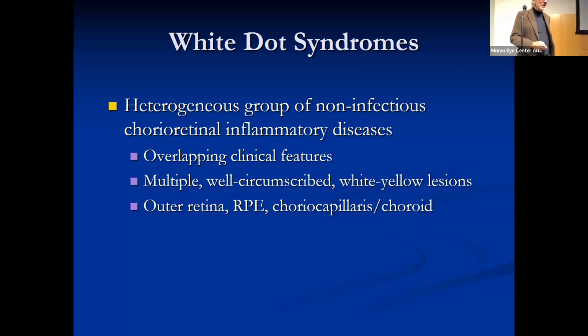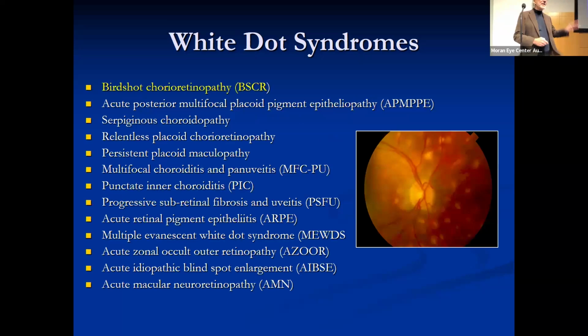that have multiple well-circumscribed yellow lesions at some point during their disease course, usually affecting the outer retina, RPE, choriocapillaris, and choroid. This is a list of what are commonly called the white dot syndromes. When I think of white dot syndromes, the first thing that comes to my mind is Birdshot retinal choroidopathy, pictured here.